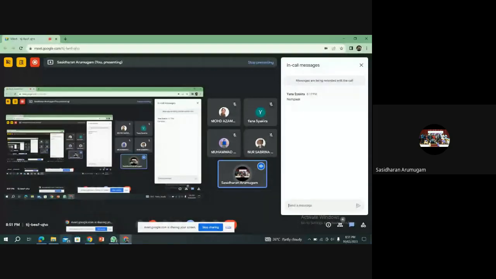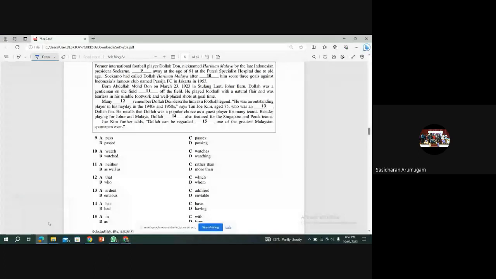Former international football player Dola Don, nicknamed Harimau Malaya by the late Indonesian President Sukarno, passed away at the age of 91 at the Putri Specialist Hospital due to old age. Sukarno had called Dola Harimau Malaya after watching him score 3 goals against Indonesia's famous club named Persija FC in Jakarta in 1953. Born Abdullah Muhammad Don on March 23, 1923 in Tulang Laut, Johor Bahru.